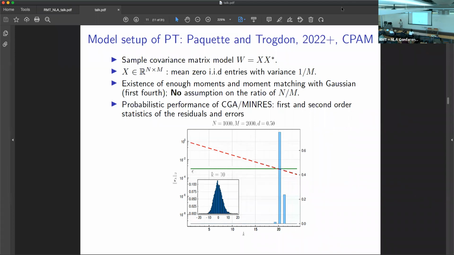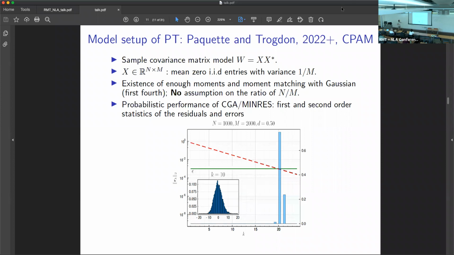There is a big advantage to this approach: they don't make any assumptions on the ratio n over m. For CGA, if the smallest eigenvalue is too small, it can be trouble, especially when n over m equals 1. But because they can compute everything explicitly with Gaussians, they don't have any assumption on this ratio.